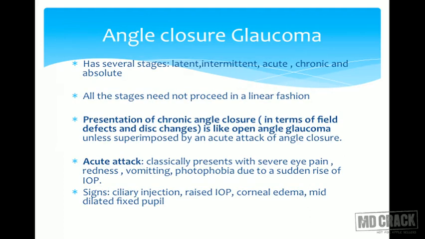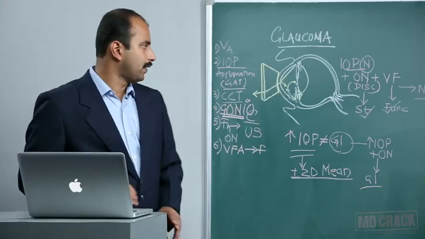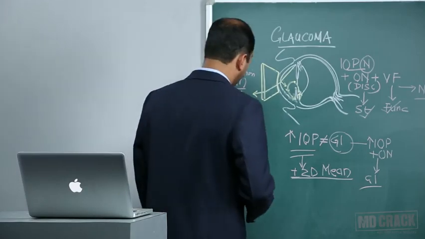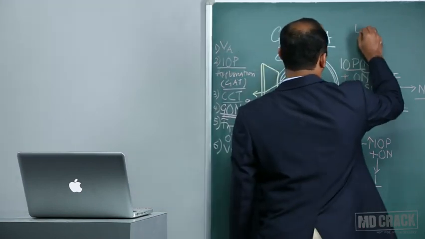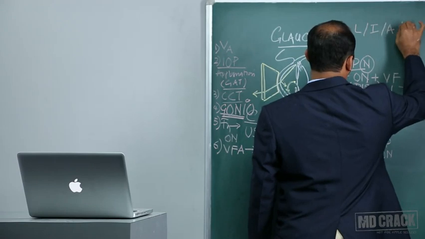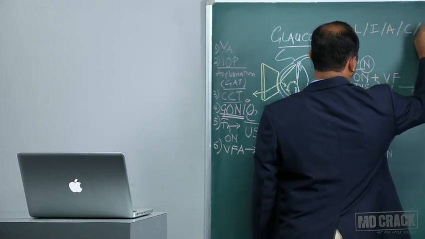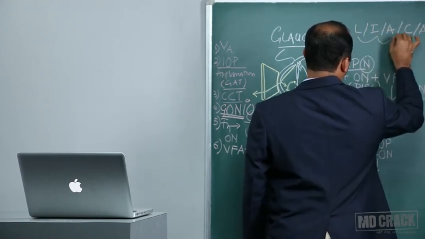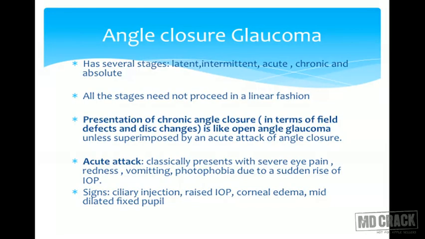Coming to one specific entity that needs a special and separate mention, angle closure glaucoma. Angle closure glaucoma consists of 5 stages. That is the latent stage, the intermittent stage, the acute stage, the chronic stage, and the absolute stage. The thing to be remembered is they do not come in one line. This is a very important fact, that these stages may be independent of each other, need not always be sequential, and they can jump.